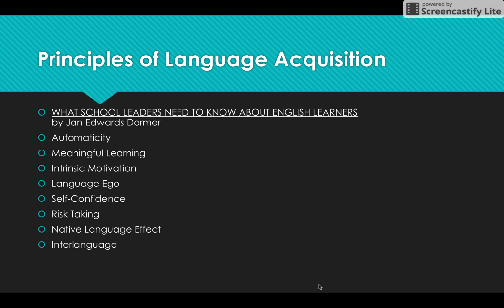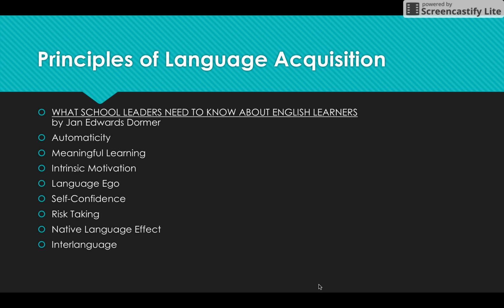Another one that's important is meaningful learning. Basically, a teacher should know their learners, know what's important to them, and focus on what is important to those learners. And each year, you might have things that are important to different learners. And also make sure you're paying attention to each individual student's language level so that you can build on that language level. There's also intrinsic motivation.